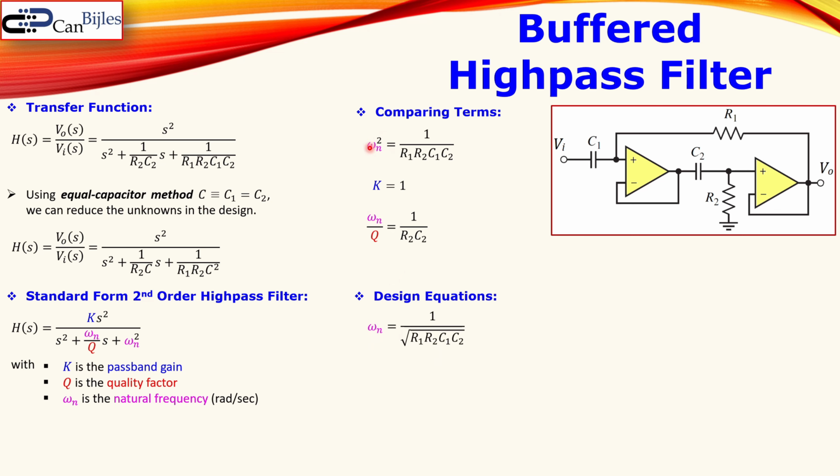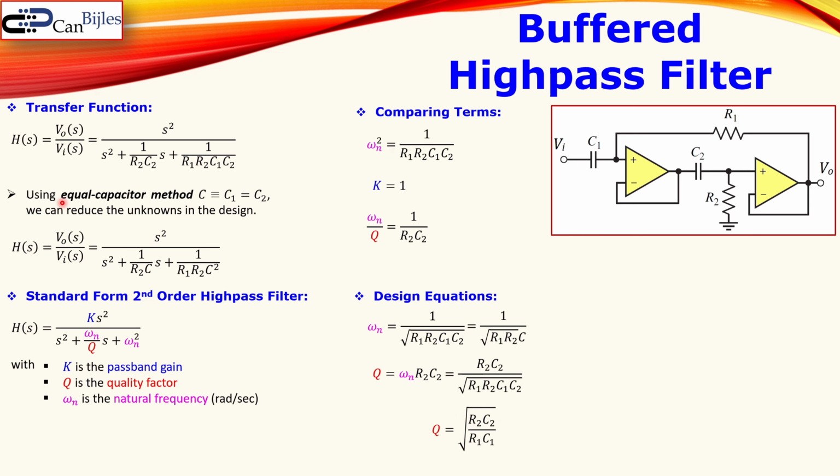Now from this, we can develop the design equations. First we can take the square root of the left and right hand side of this equation. So we get here the natural frequency is 1 over the square root of the product of the four components. That can be also written like so if you have the C1 is equal to C2 condition, which is the equal capacitor method. The Q can be written like so. We use this formula: Q times 1, cross multiplication, is equal to omega n times R2 C2. Now we know omega n, which is shown here, so we can put it in there, and R2 times C2 will be then in the numerator, and you will now get in the form the square root of R2 times C2 over R1 times C1.